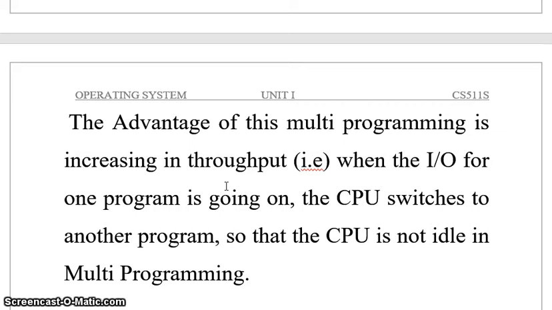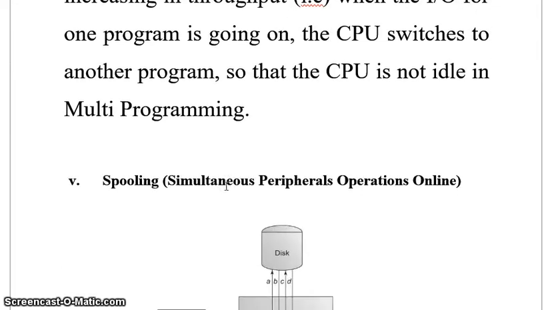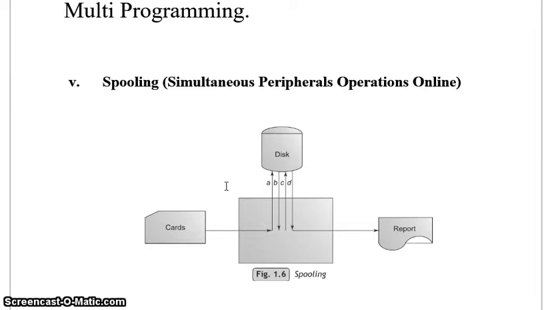That is the main advantage of multiprogramming. It increases the throughput. Next one, spooling. Spooling is another important concept, that is, simultaneous peripherals operation online.